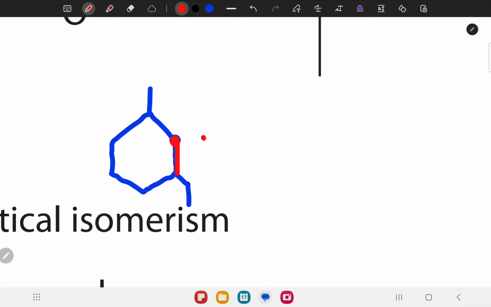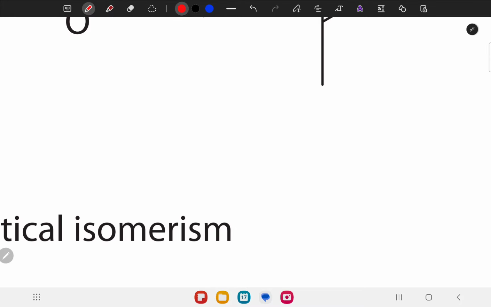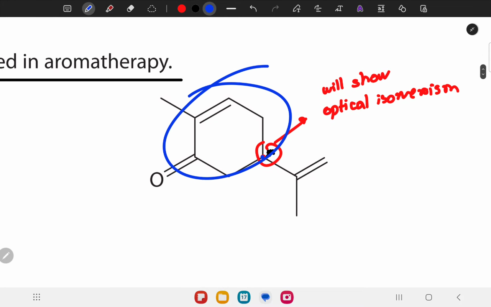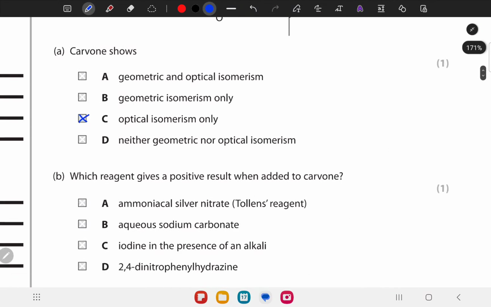On this side, we'll have C2H5. We could have a CH3 as well, that would work too. And a hydrogen, and then the cyclic part of it. We need 2 different molecules without the cyclic part of it for geometric isomerism in cyclic compounds. So this over here shows no geometric isomerism, so C is our answer. It will show optical isomerism only.